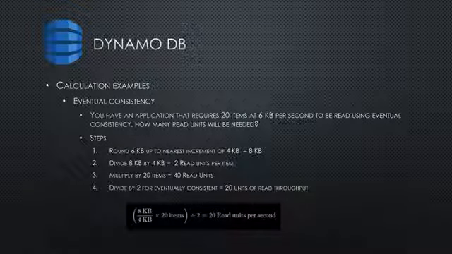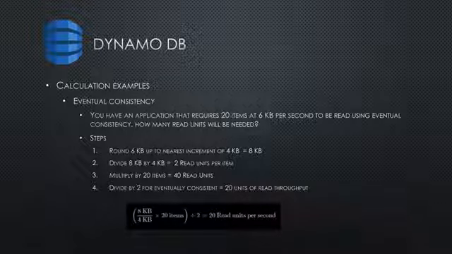So, we have an example here. You should also see this one in your sheets. You have an application that requires 20 items at 6 kilobytes per second to be read using eventual consistency. How many read units will be needed? So in order to figure out how many eventually consistent reads we're going to need, we are going to take the 6 kilobytes, rounded up to the nearest increment of 4. So when we round up, the nearest increment of 4 would be 8. And then we're going to divide 8 kilobytes by 4. So we're going to have 2 read units.